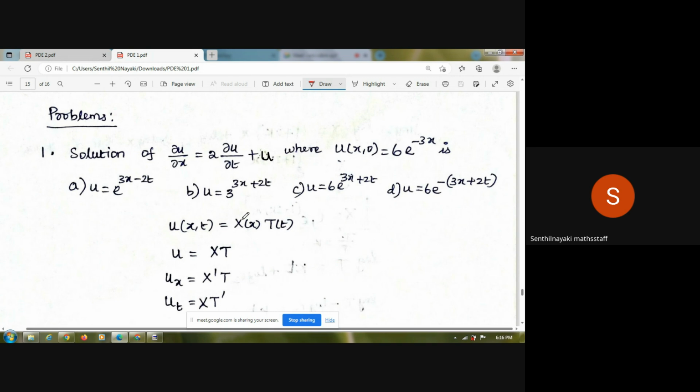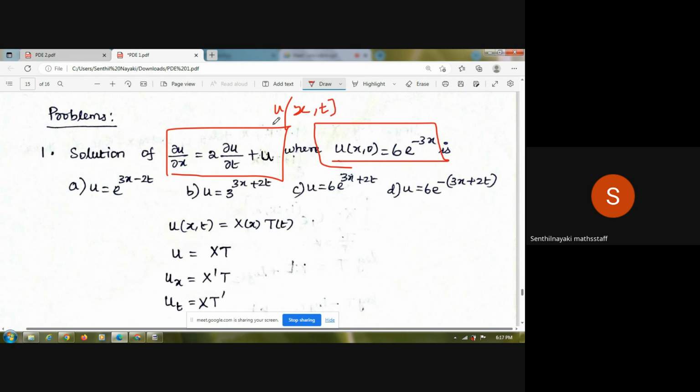This is a simple linear PDE. In this question we have to find the solution of this PDE. For finding the solution, they have given one initial condition also, that is u of x comma 0 equal to 6 into e power minus 3x. So this is the PDE. The dependent variable u depends on both the independent variables x and t. So u is a function of x as well as t.